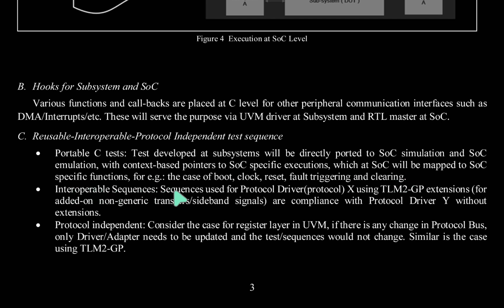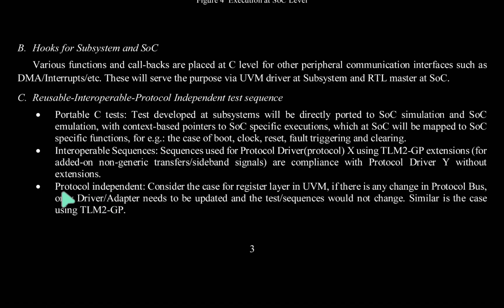Interoperable sequence: used for the protocol driver X using the TLM2 GP extensions for added generic transfer sideband signals, it is compliant with the protocol driver Y without extensions. Protocol independent: consider the case of the register layer in UVM. If there is any change in the protocol bus, only the driver and adapter need to be updated and the test sequences would not change. A similar case applies using TLM2 GP.